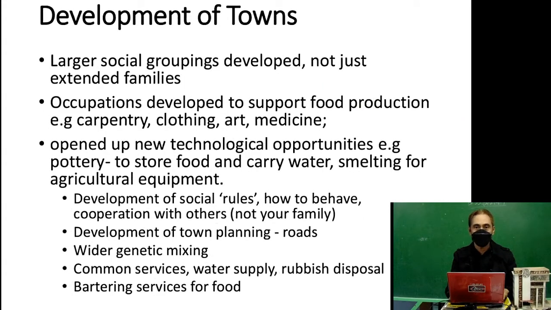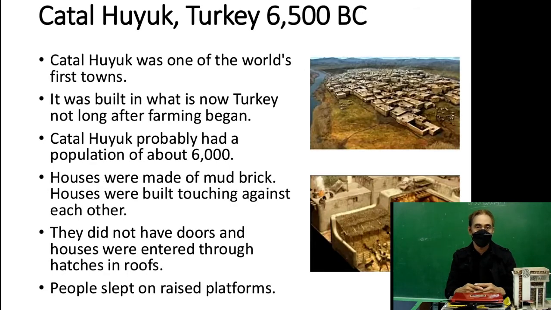Development of towns. Larger social groupings developed, not just extended families. Occupations developed to support food production. This opened up new technological opportunities like pottery to store food and carry water. Development of social rules, how to behave. Development of town planning, roads, wider genetic mixing, common services, water supply, rubbish disposal, and bartering services for food.